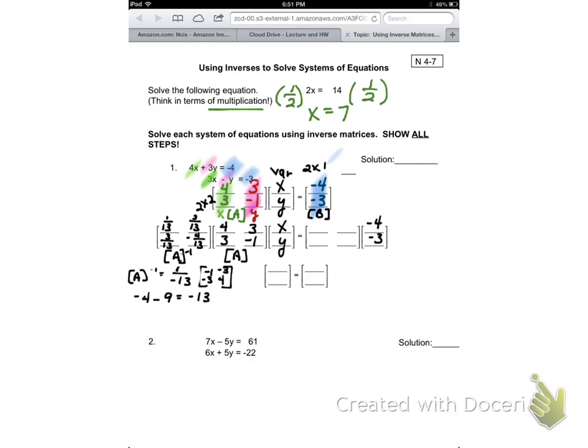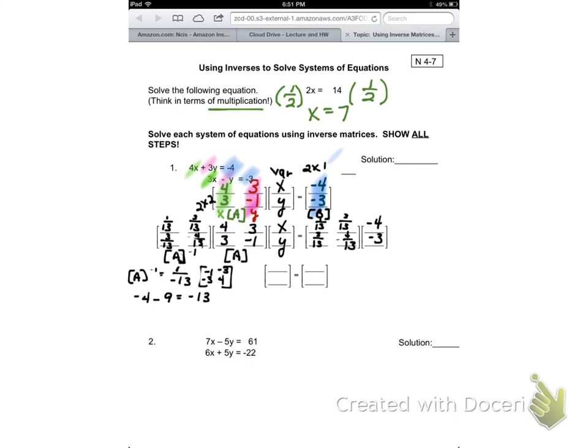X to the negative 1 button for this one right here. And then enter. Alright, but whatever I do to this side, I have to do to this side. So over here I put 1/13, 3/13, 3/13, and negative 4/13.